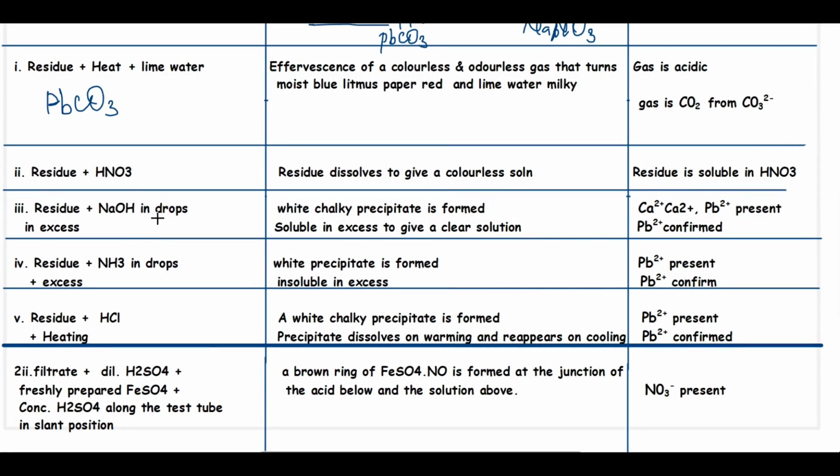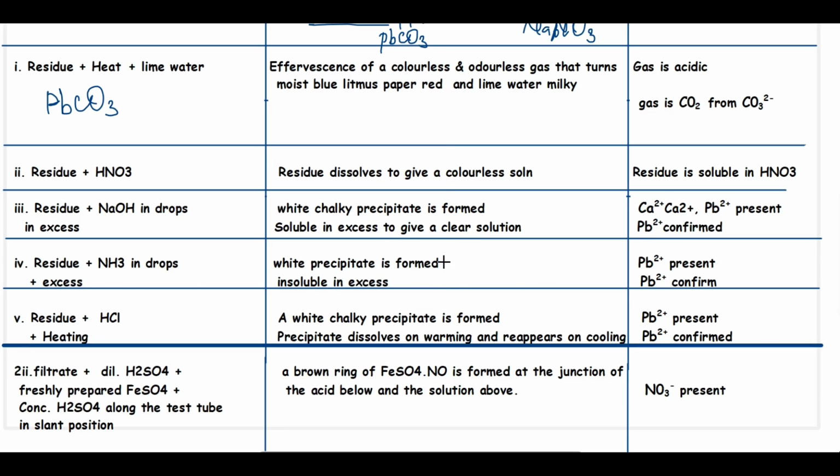Residue plus sodium hydroxide in drops. Sodium hydroxide in drops gives you a white chalky precipitate or a white non-gelatinous precipitate, and that indicates the presence of calcium and lead. It is only calcium and lead that gives a non-gelatinous or a chalky precipitate with sodium hydroxide. Then in excess, this is where you differentiate between calcium and lead. In excess, lead will dissolve in excess of sodium hydroxide, but calcium ion will not dissolve. It is insoluble in excess of it.